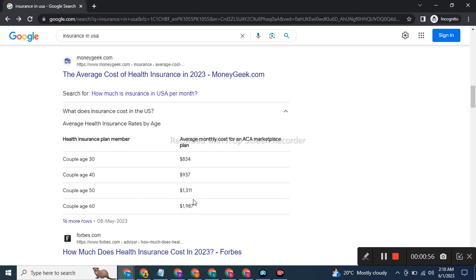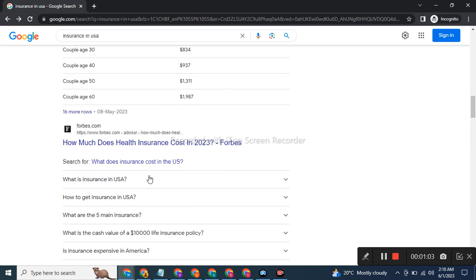What does insurance cost in the U.S.? Average health insurance rates by age. You can see the chart below.